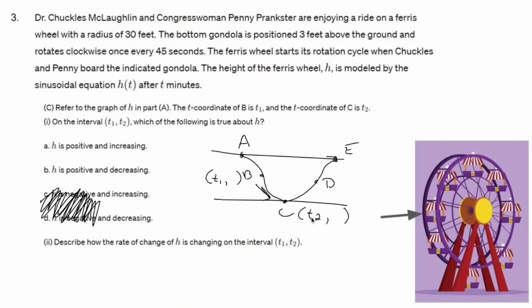The t value might be increasing, but the height, my dear friends, is decreasing, giving us the answer B. Now, what 2 is asking is describe how the rate of change of h is changing on the interval. Whenever you see the rate of change changing, that's concavity talk. Now, this is the same thing. This is the left side of concave up. The left side of concave up is decreasing at an increasing rate.